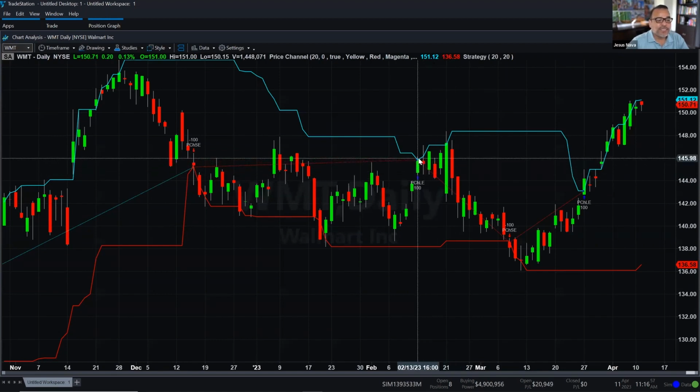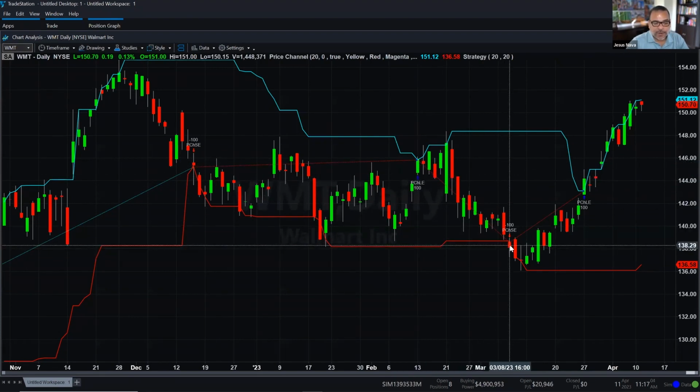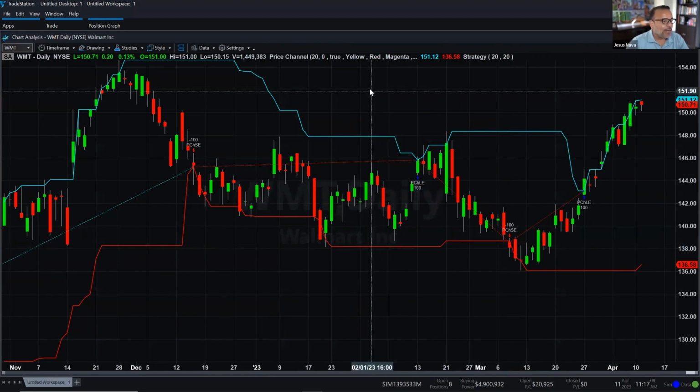As soon as the price activity penetrates the upper band, we get a blue arrow, or a long entry. And when the price penetrates the bottom band, then we get a red arrow. It's a short entry.